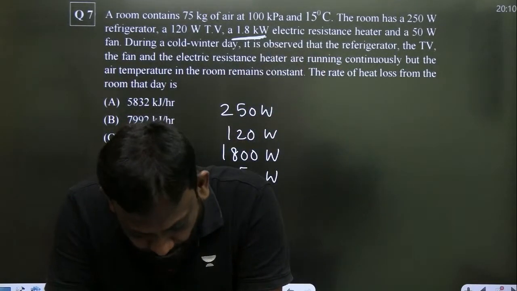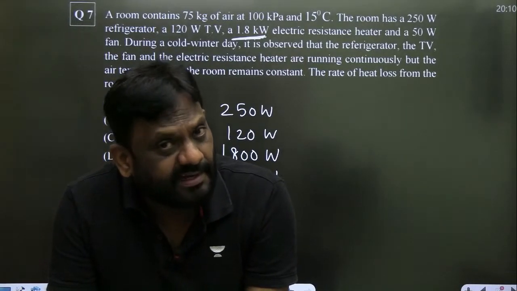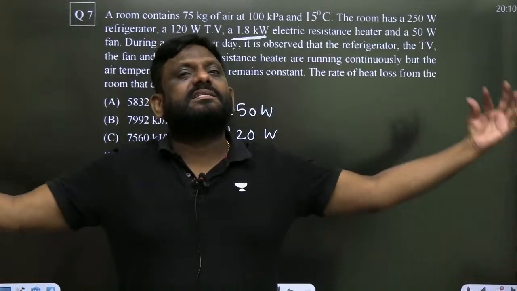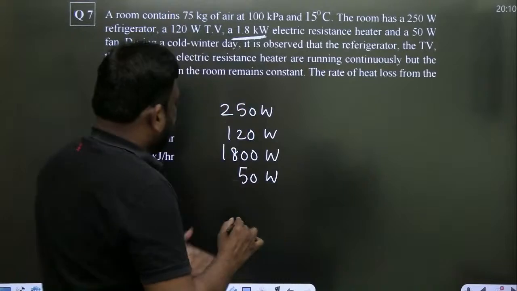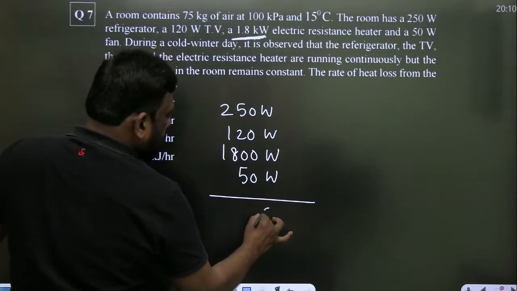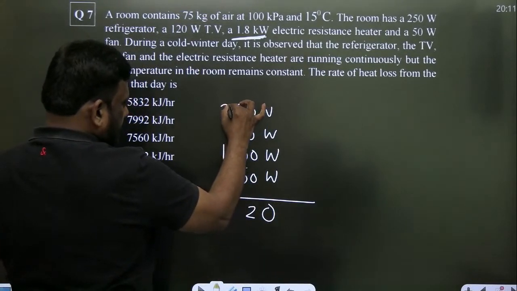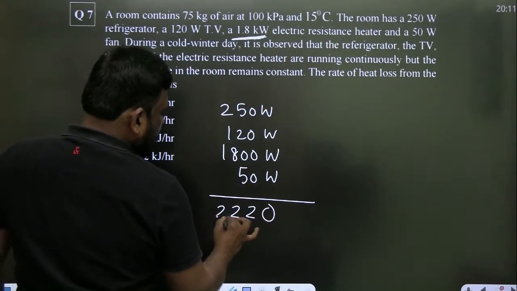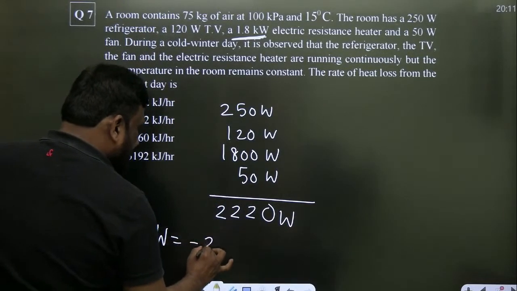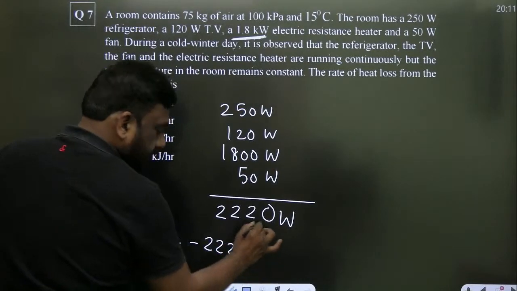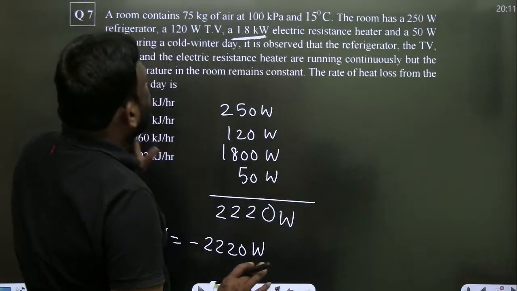All these 4, what do they consume, sir? Electrical energy. That means there is an external energy input because electrical wires are coming. So what will be the total work, sir? Add it. You add this total work. All these are electrical works. 2, 1, 3, 4. Is it correct? Very good. This much electrical work. So I will write this as minus 2220 watt.